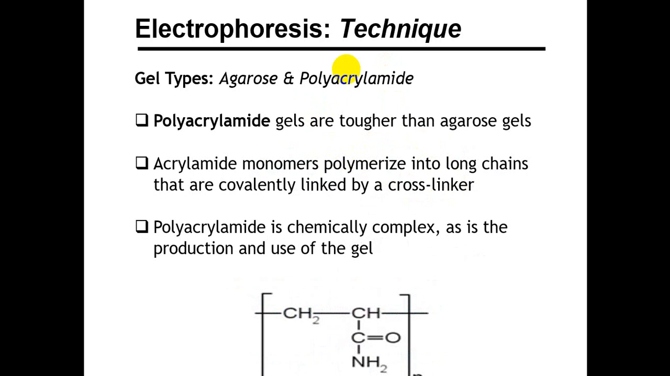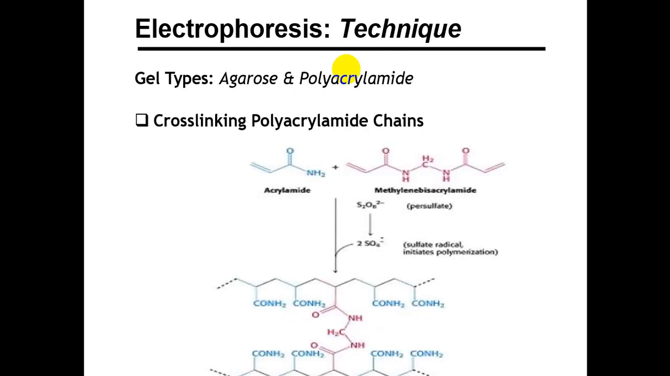Polyacrylamide is chemically complex, as is the production and use of the gel. So these are the monomers. Monomer is what? One unit. Polymer is more than plenty put together. So this is what polyacrylamide is.